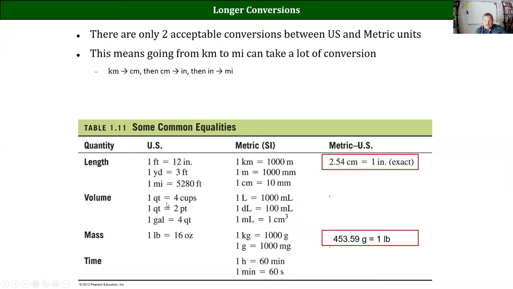It also means that if I tell you you're only allowed to use exact conversions, then going from kilometers to miles is actually a really long conversion. If you wanted to go from kilometers to miles using only exact conversions, you have to go from kilometers to centimeters. Then you can use the exact conversion of centimeters to inches, and then you have to go inches to feet to miles. So it winds up being like seven conversions in a row, which is why most of the time you just see people use the 1.6 number. 1.6 kilometers equals 1 mile. It's approximately equal to 1 mile because that's a lot easier than going the roundabout way.